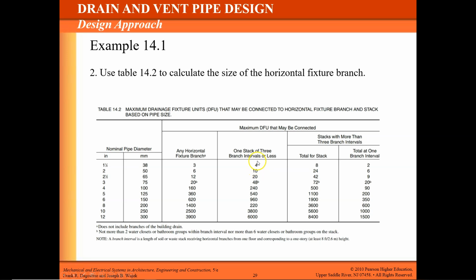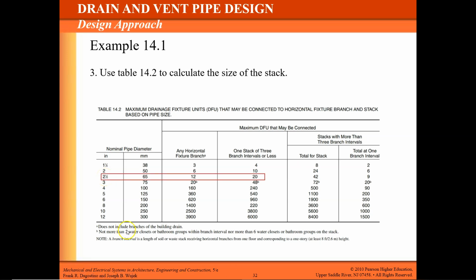Okay, so we come over to the stack. We're going to size that thing. Also, 20 is going to work there. And for the stack, we're only going to need a 2.5. It's interesting that the horizontal branch and the stack's actually smaller than the branch, so we could feed into a smaller vertical pipe for this in this case.